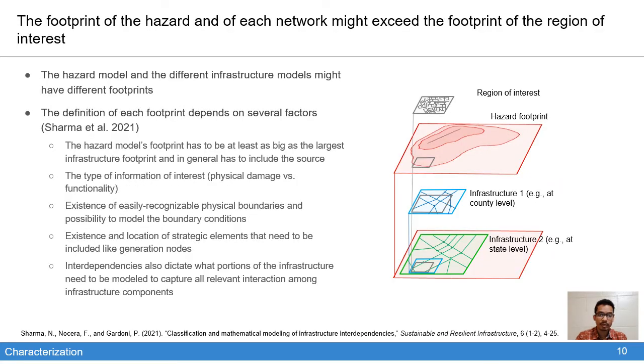The hazard model and the different infrastructure models might have different footprints, and the definition of each footprint depends on several factors. For example, the type of information of interest, physical damage versus functionality, the location of strategic elements like generation nodes, as well as the interdependency.